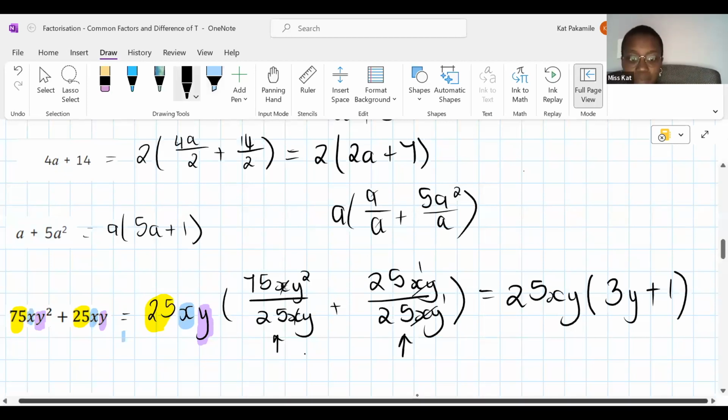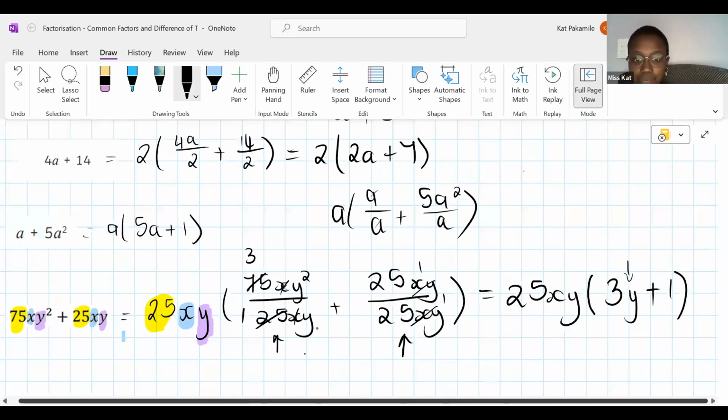So then, 75 divided by 25, 25 goes into itself once and into 75 3 times. That's where the 3 there comes from. The x is cancelled out because it's x divided by x, they're gone. The y's, there were 2 y's, you are dividing by 1, there's only going to be 1 left. That's where that y comes from.